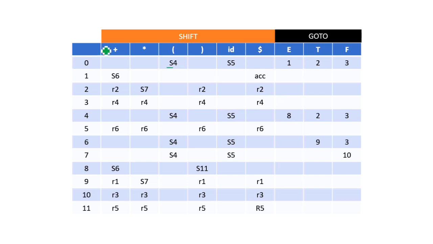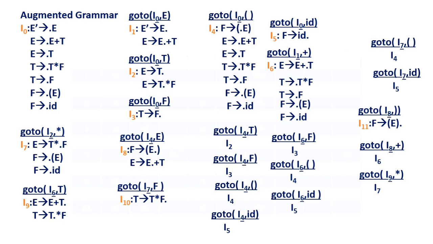Now we'll take up the first row, item set 0. In item set 0, we have S4 and S5, and we have 1, 2 and 3. Let's see how to fill this. In item set 0, E as a non-terminal goes to I1, T as a non-terminal goes to I2, and F as a non-terminal goes to I3. And in item set 0, we have the open bracket, which is a terminal, and ID, which is also a terminal, going to I5.